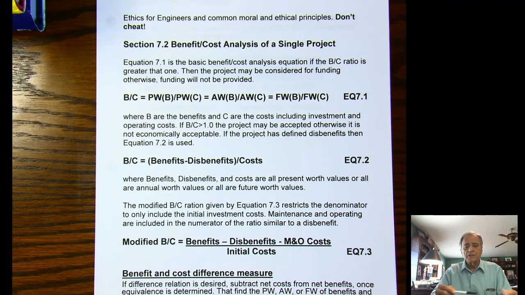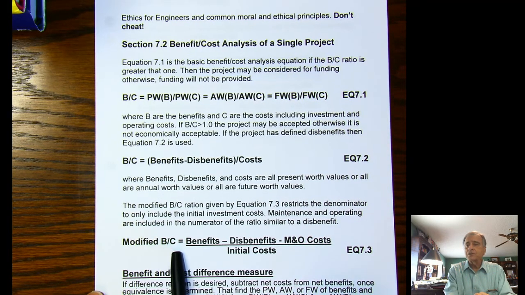Sometimes the cost in the denominator includes the initial investment costs, say to build a park, and it also includes the maintenance and operating cost of that entity. So that's equation 2. It just added the disbenefits in the numerator as a potential extra element. Now, there's another ratio that is called the modified benefit cost ratio.